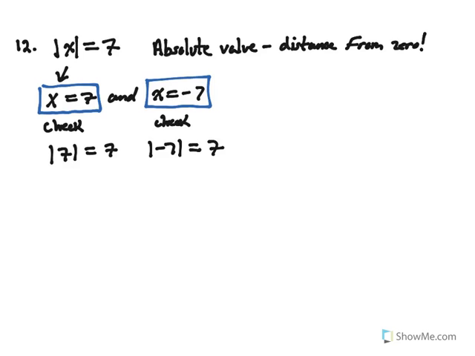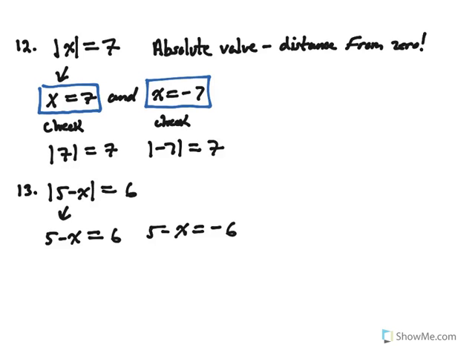Okay? If you have something like this, and I say to you, solve that equation, well, you have to write two separate equations, right? So you're going to have to write 5 minus x equals 6, and 5 minus x equals negative 6, it's opposite, because when you plug in 6 and negative 6, you know it's going to turn into a positive.